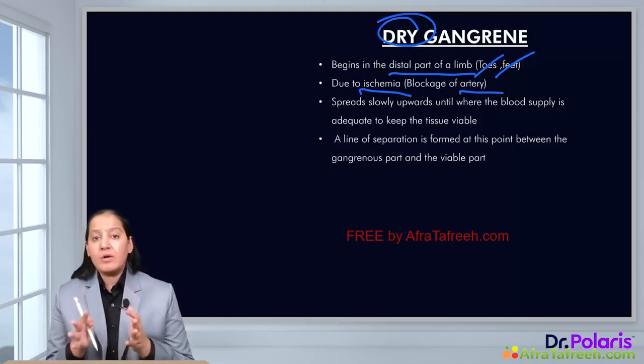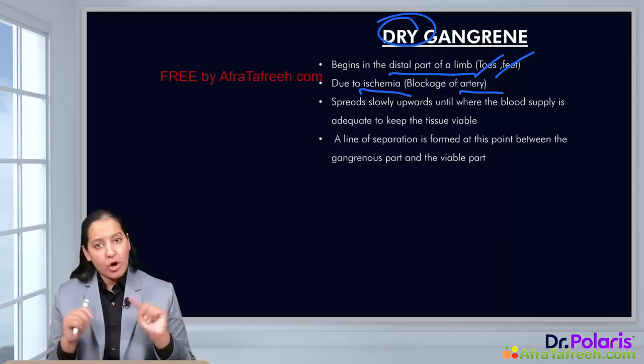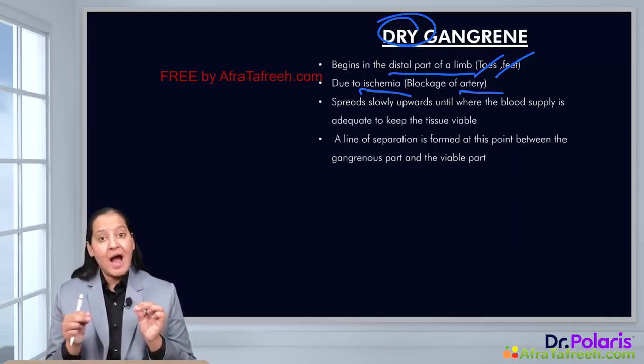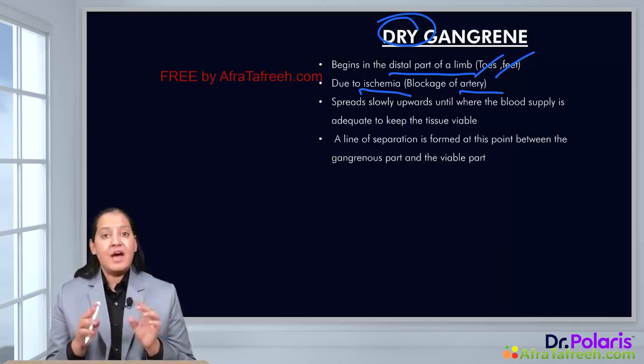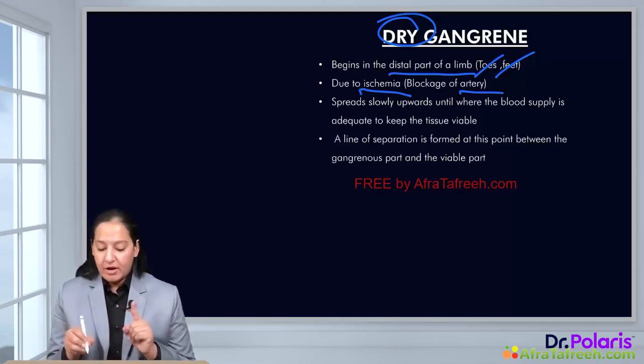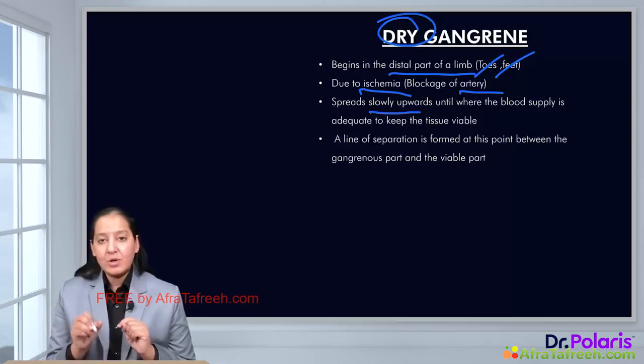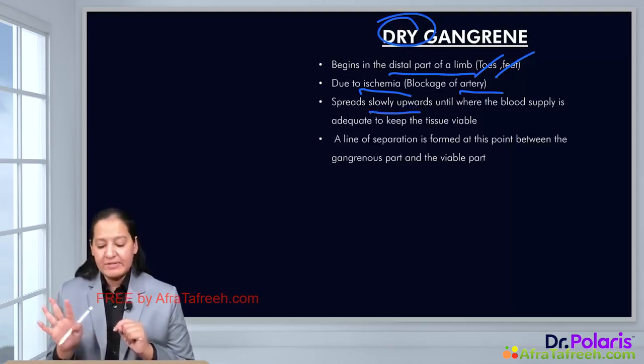Ischemia of all organs except the brain is an example of coagulative necrosis. So here coagulative necrosis will occur, because the toes or the fingers are not getting blood as the artery is obstructed. It develops slowly, in contrast to wet gangrene, which is very fast.